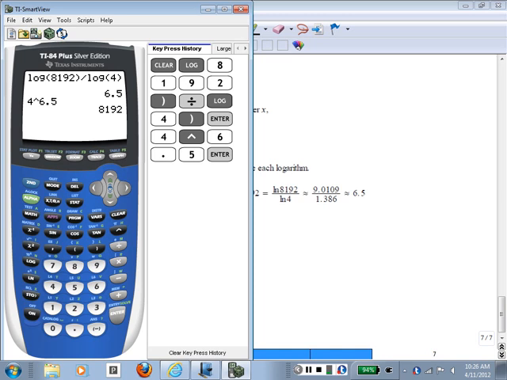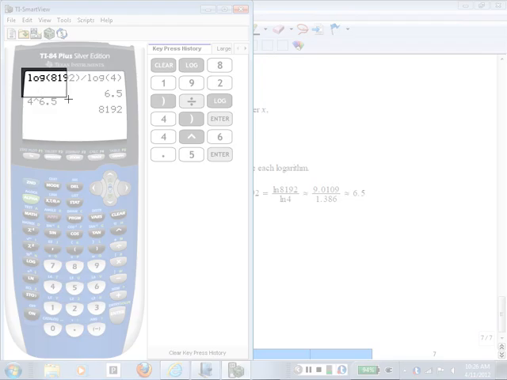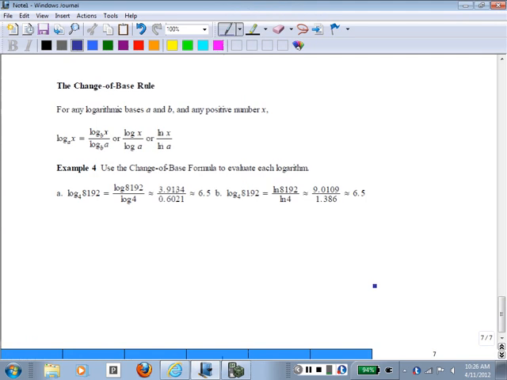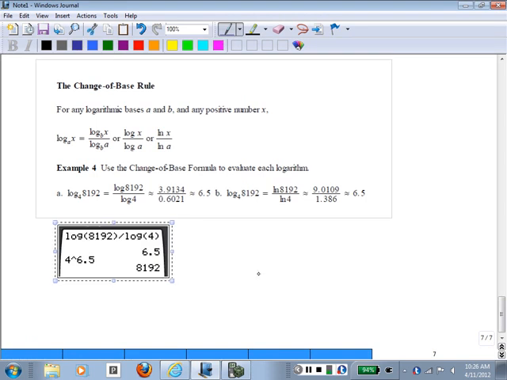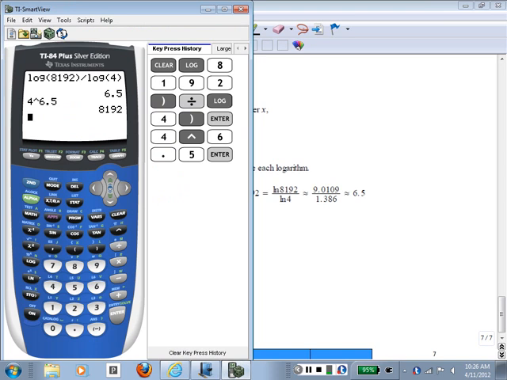So let me take a picture of that. Put it right there. If the log button is broken, but the ln button is functioning properly, you could use that instead. You could say natural log of 8,192 and divide that by the natural log of 4.